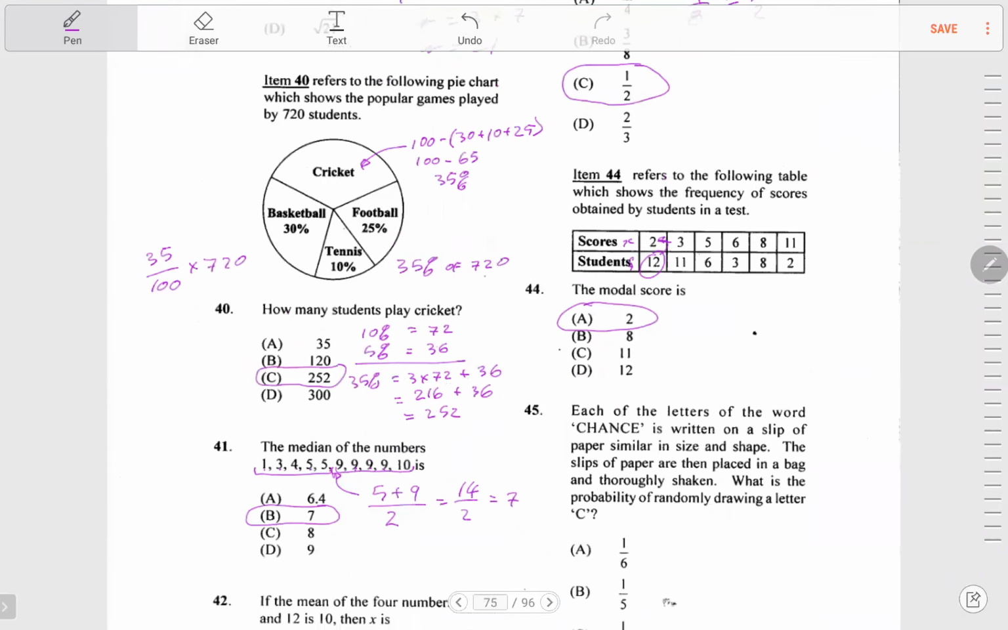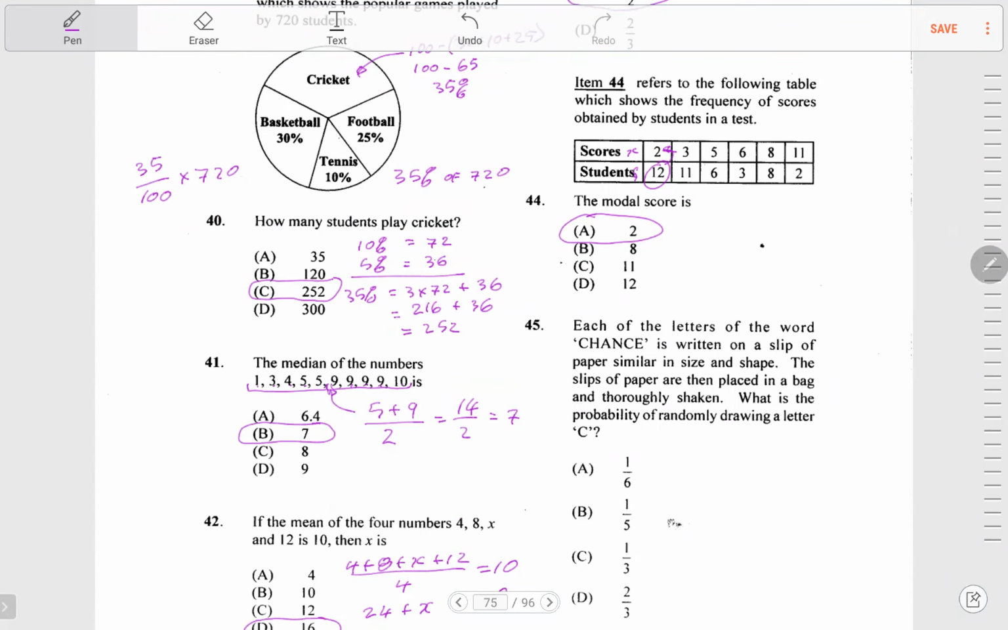All right. Each of the letters in the word chance is written on a slip of paper of similar size. The slips of paper are then placed in a bag and thoroughly shaken. What is the probability of randomly drawing a C? So how many C's are there? 2 C's. How many letters are there in all?